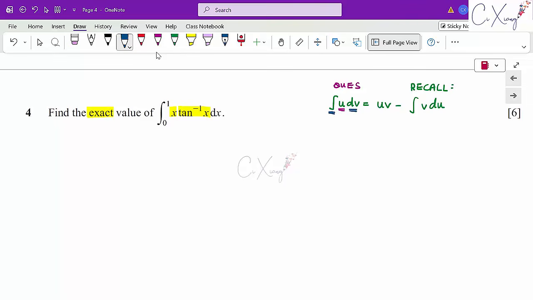Then to determine which one is u and which one is dv, we will have a simple rule here. It is LIATE.